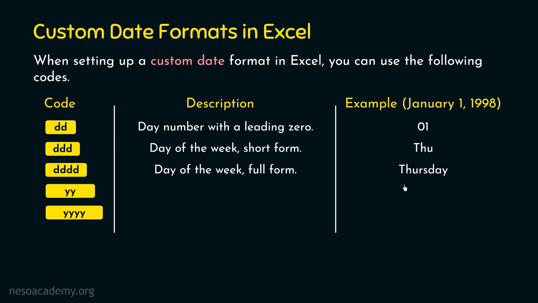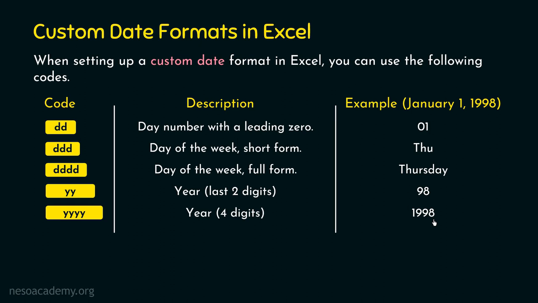Now let's move on to another code, that is YY. So it is used to bring in the last 2 digits of a year. For example, if we are talking about the year 1998, then this code will bring in the last 2 digits of this year, that is 98. Alright? Now let's talk about another code, that is 4 times Y. It is used to bring in the 4 digits of a year. That means by using this code, you will get the complete year in 4 digits. For example, 1998. So we have the complete year in 4 digits.